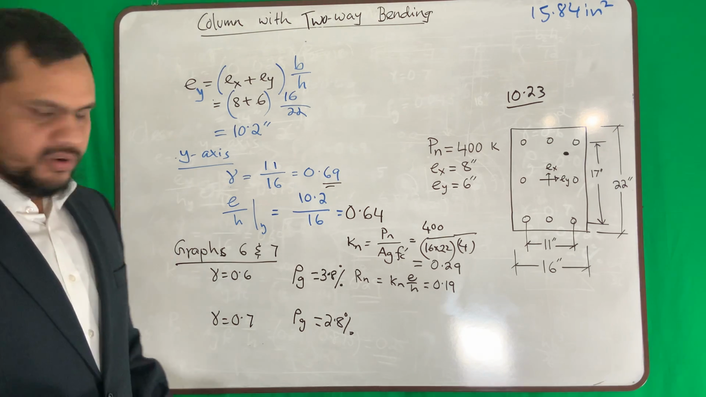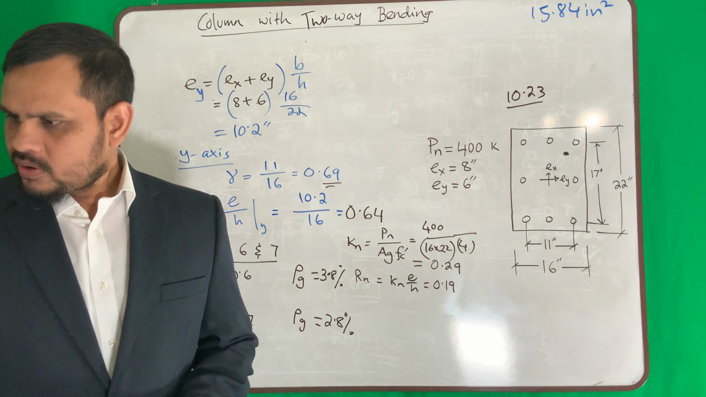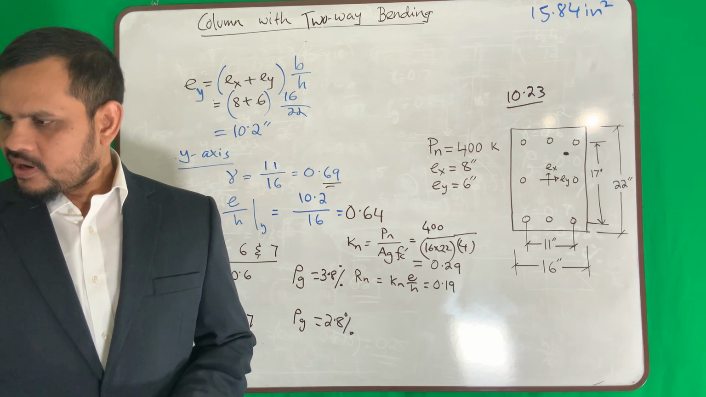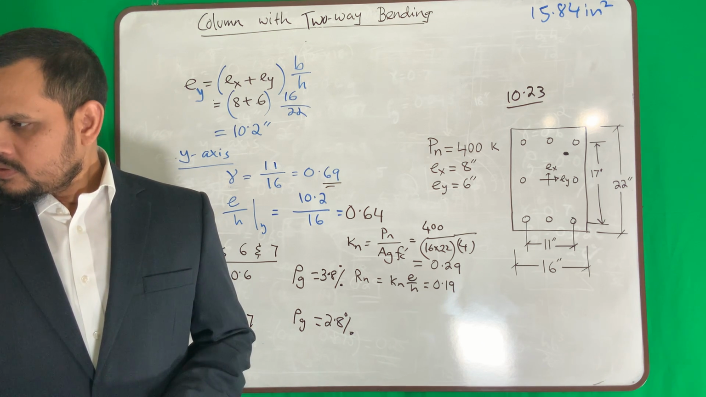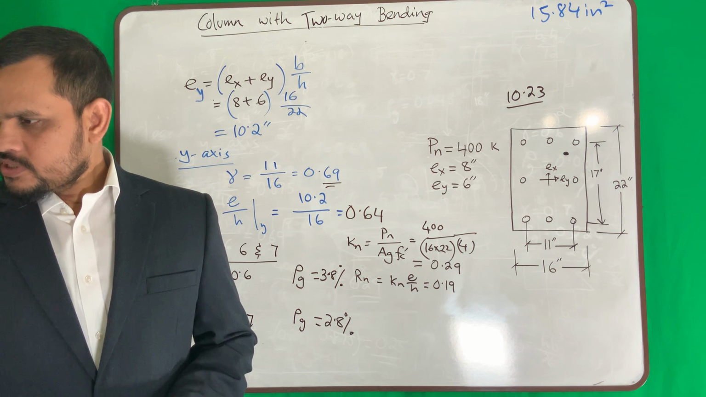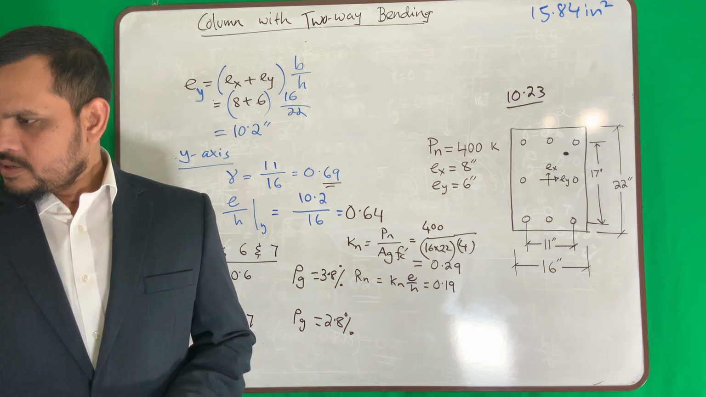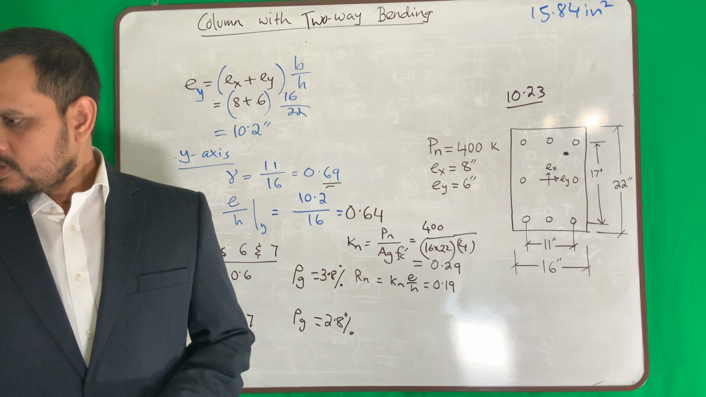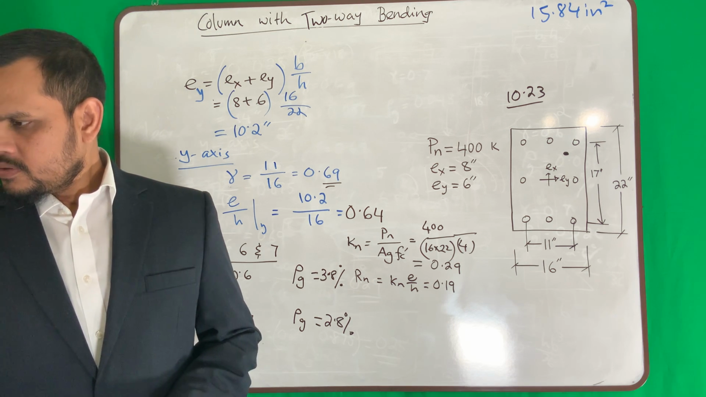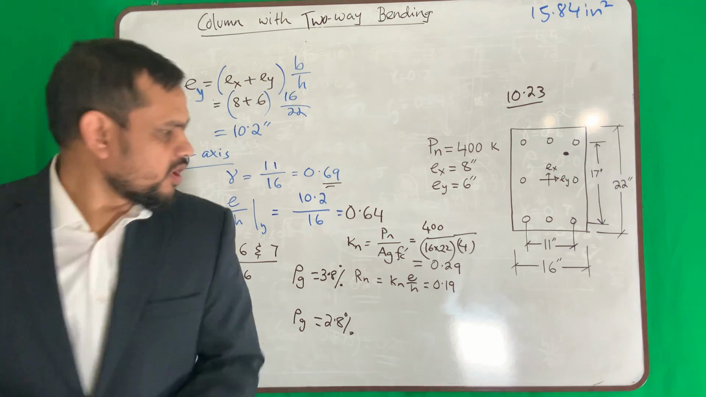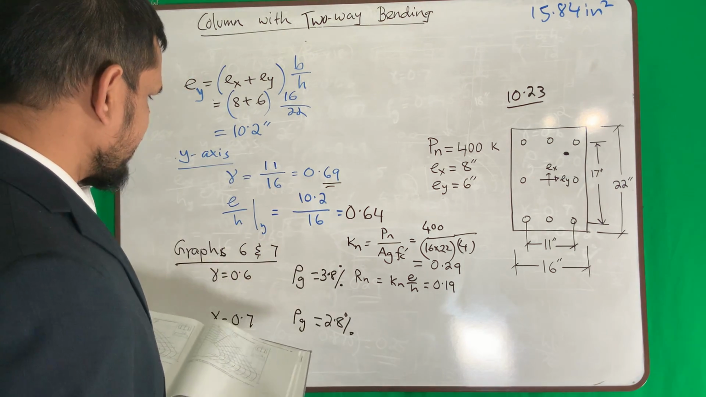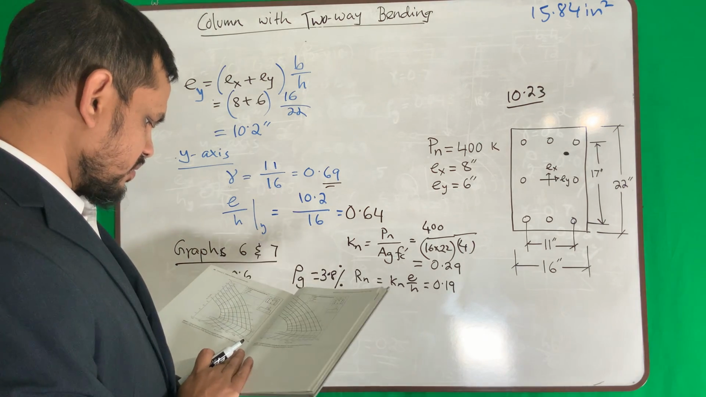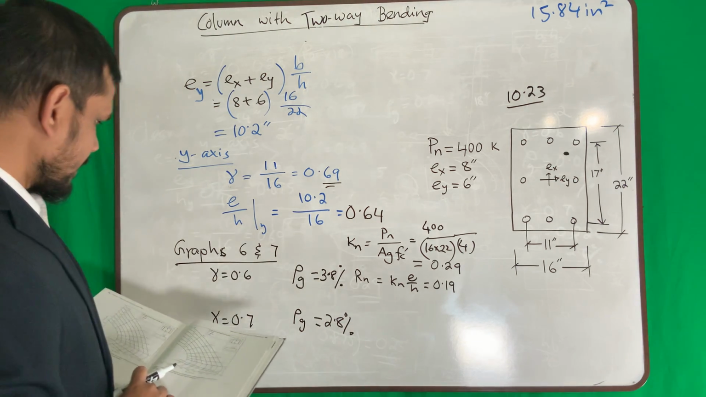No, your book got a little less value. I'm checking why your book got a very low value. I got a very high value. So everything: e by s is 0.64, gamma 0.69, Pn 400, Ag f prime c, values between, Appendix A, graph 6 and 7. Yes, your book got a very small value, I got a very high value. So I should check one more time whether I'm doing right or wrong.